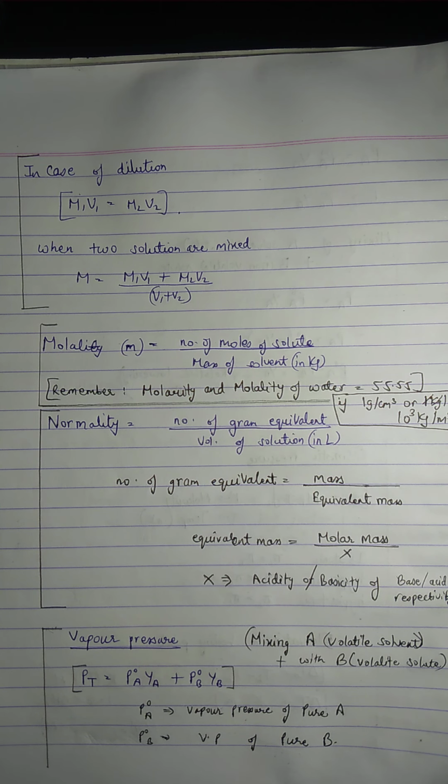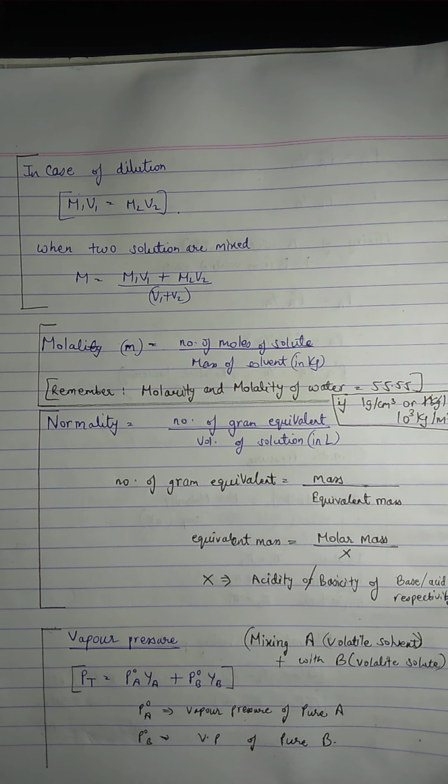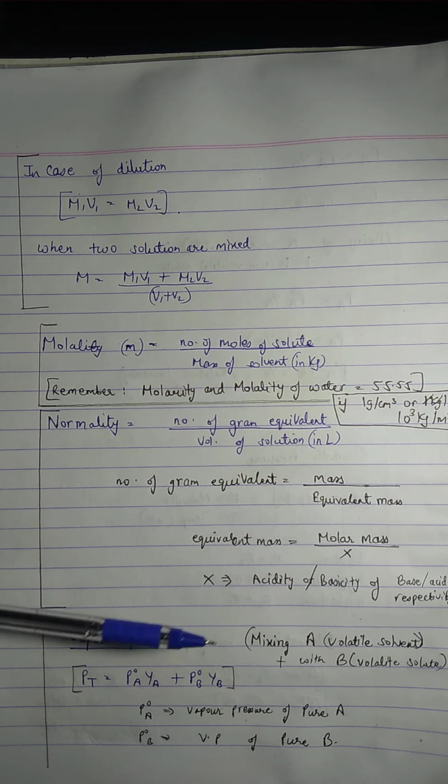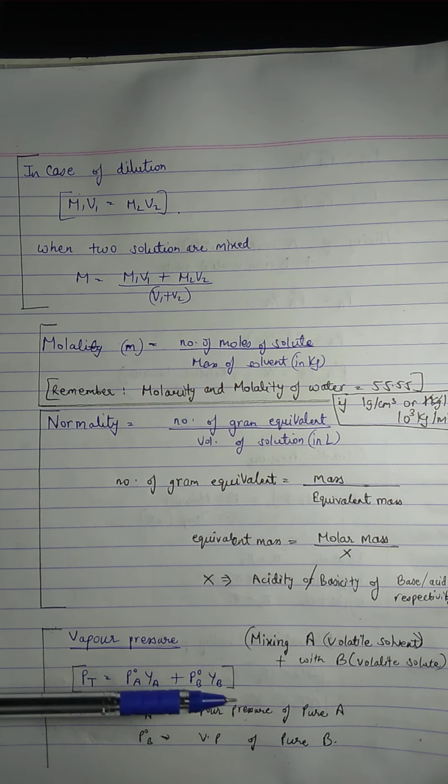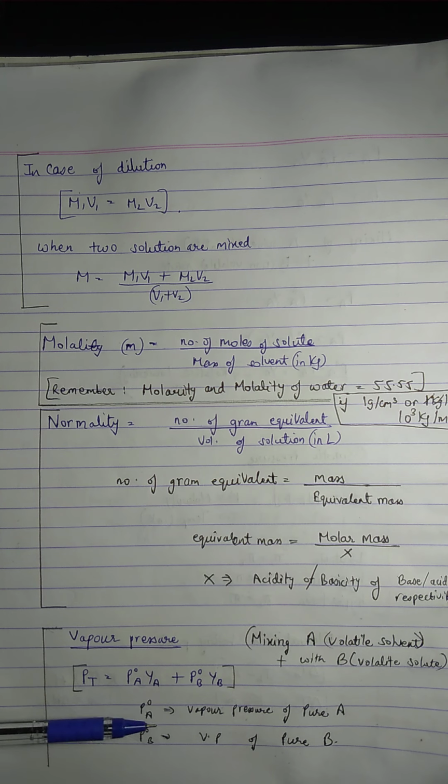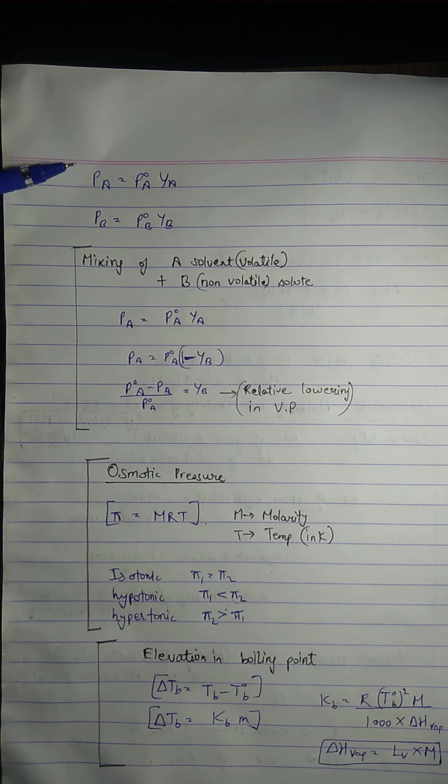Pressure total is equals to pressure of A, vapor pressure of A into mole fraction of A plus vapor pressure of B into mole fraction of B. So now here mixing A volatile solvent with B which is also a volatile solvent which will be called a solute. So P naught A is equals to vapor pressure of pure A and P naught B is the vapor pressure of pure B. Now pressure due to A, PA is equals to P naught A into mole fraction of A and PB is equals to P naught of B into mole fraction of B.